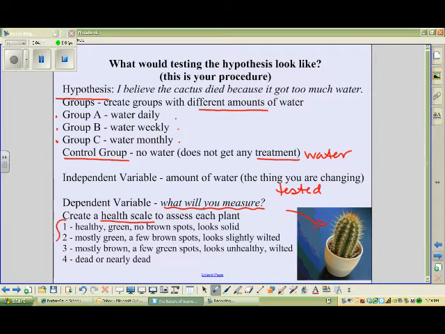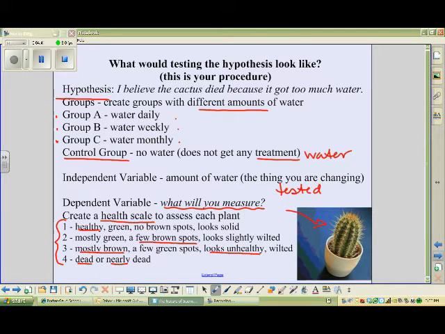These scales do not have to be elaborate. In this case, I'm just doing a 1 to 4 scale, with 1 being a completely healthy cactus and 4 being a dead or nearly dead cactus. 2 would be for a cactus that's mostly green, but it is starting to show a few brown spots. And then number 3, if I were to give it a 3, it would be one that's mostly brown and it's starting to look unhealthy.